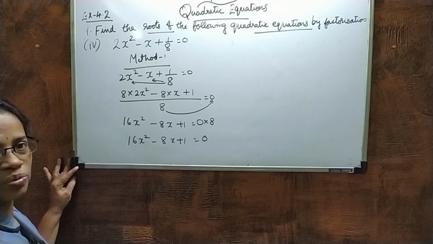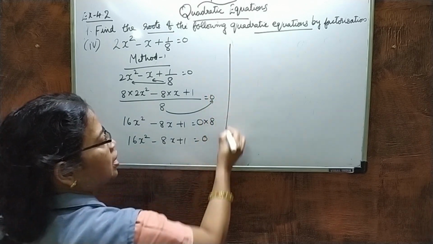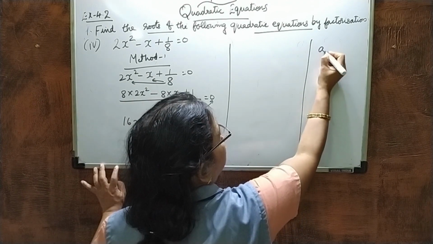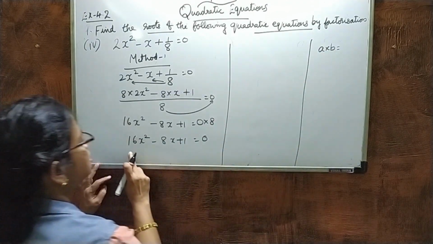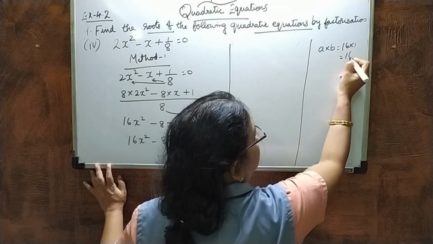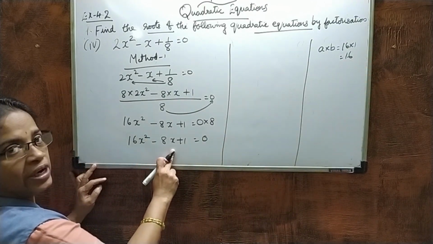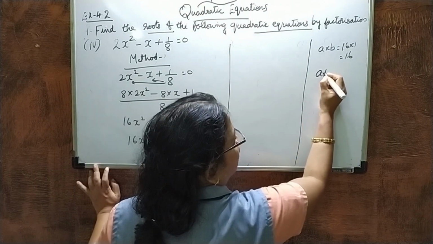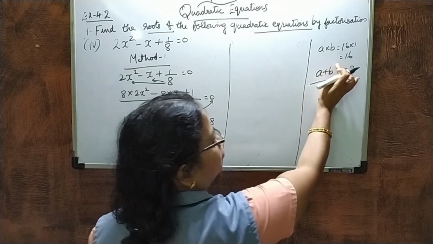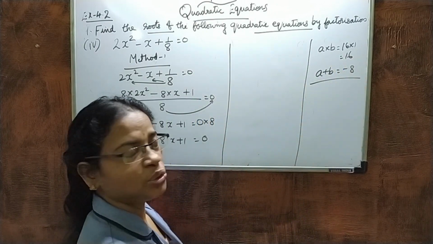Now what should you do? You have to split the middle term. How will you do it? a into b is equal to 16 into 1, which is 16. Then a plus b is equal to negative 8. a plus b is equal to negative 8. What will you do? a into b is 16, a plus b is equal to negative 8.